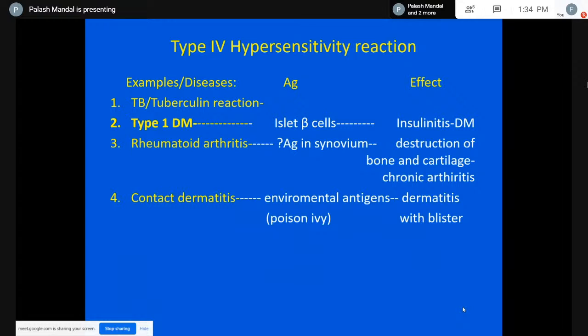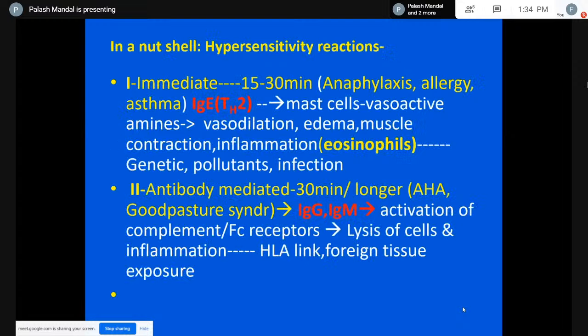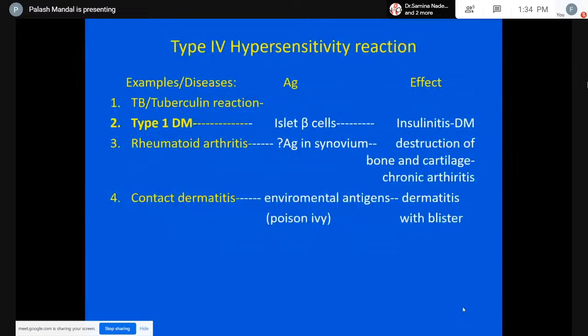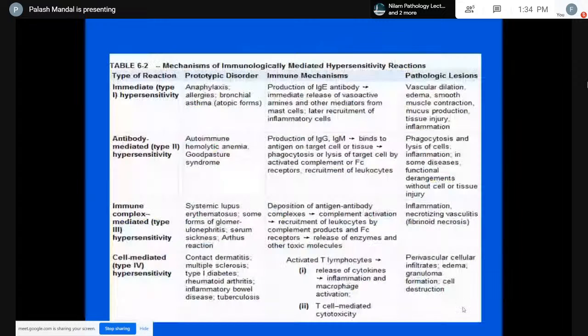Examples, as I told you: tuberculin reaction, type 1 diabetes mellitus, rheumatoid arthritis, contact dermatitis. All these are examples of type 4 hypersensitivity reaction, but the modes may be a little different. So we have come to the end of hypersensitivity reactions. This is in a nutshell, which has been given again from Robbins. So you can go through it.